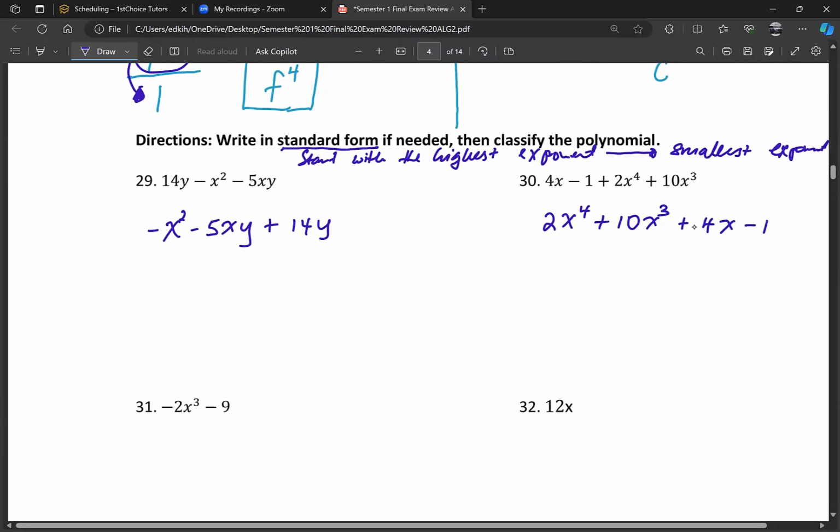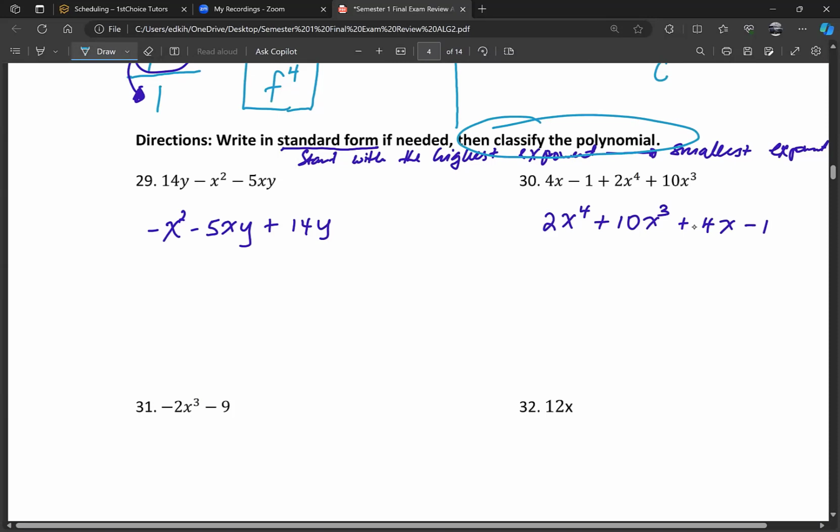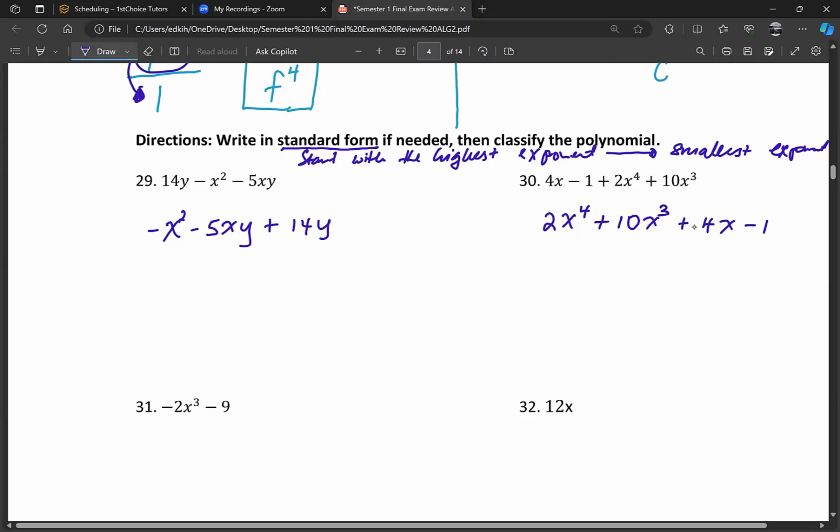Is that all we were doing? Oh, we're writing in standard form if needed, and then classify. I missed that second step. So folks, we have to classify the polynomial. We classify polynomials by degree and by the number of terms. So if the degree is 2, this is quadratic. You guys have notes on this already. This is by degree, a quadratic. And it has 3 terms, 1, 2, 3 terms, which makes it a trinomial. So this is a quadratic trinomial. You always do degree and the number of terms.